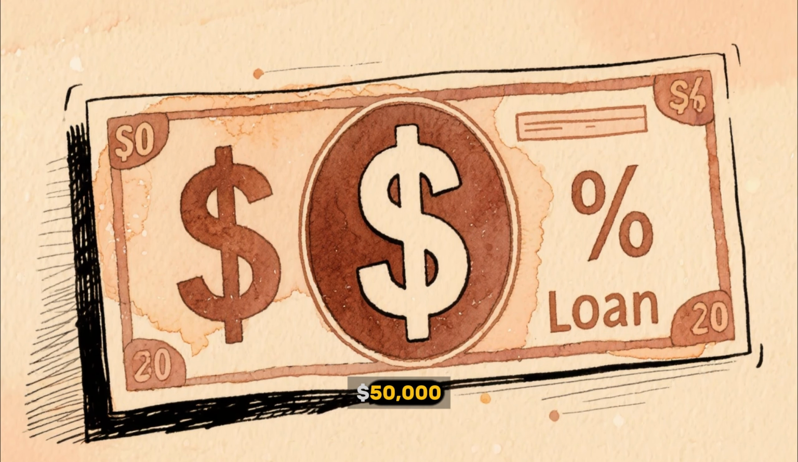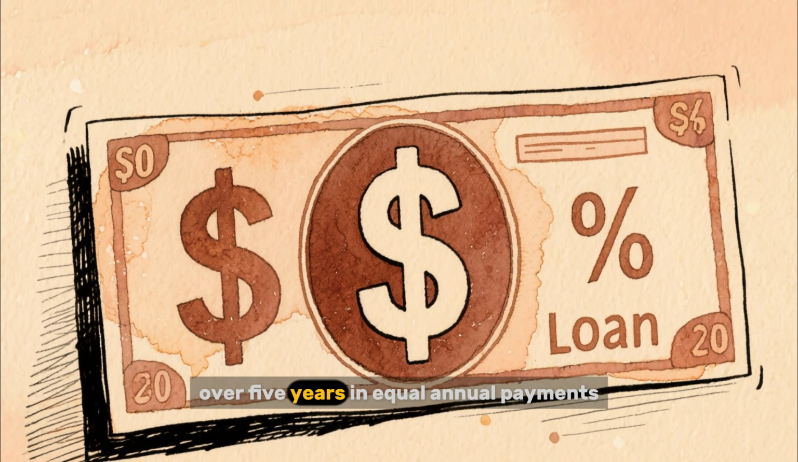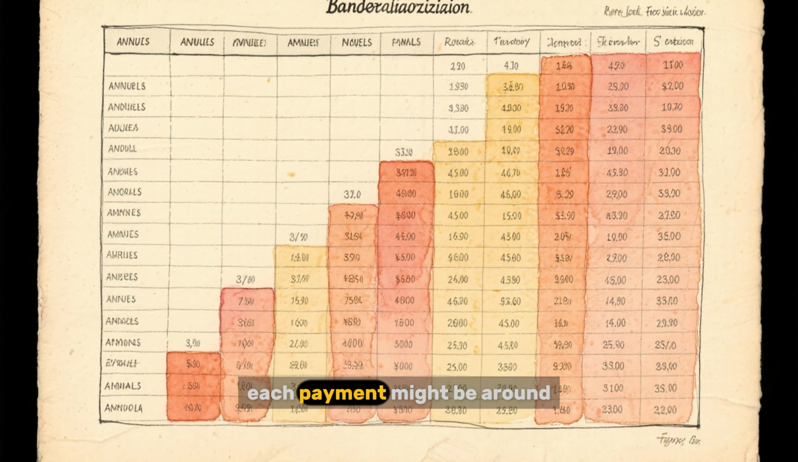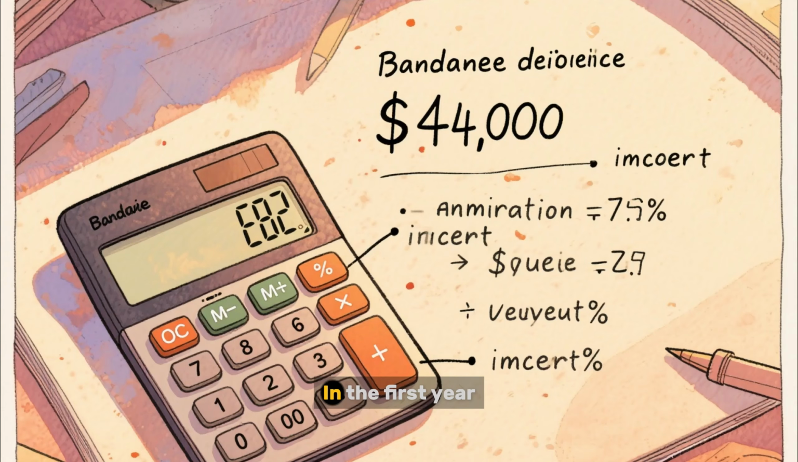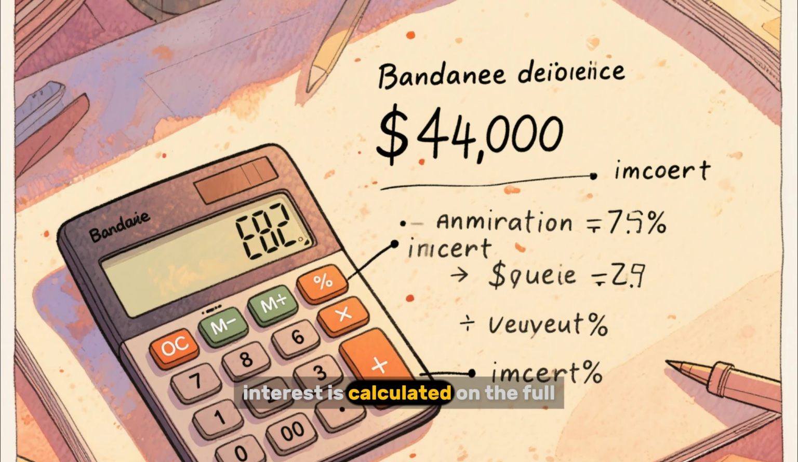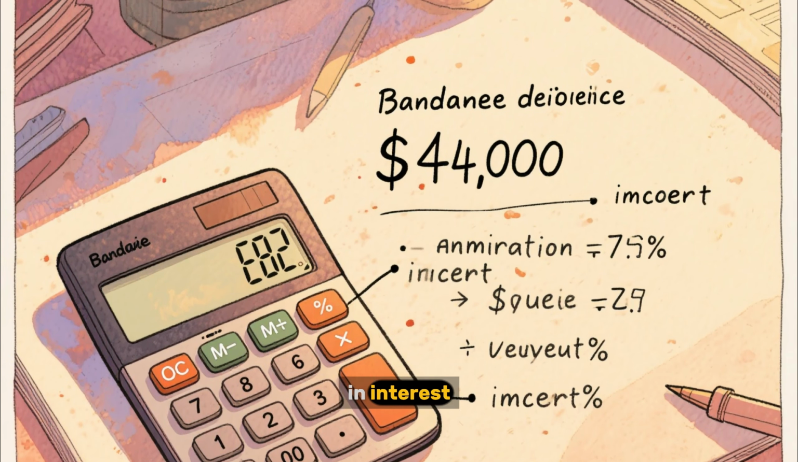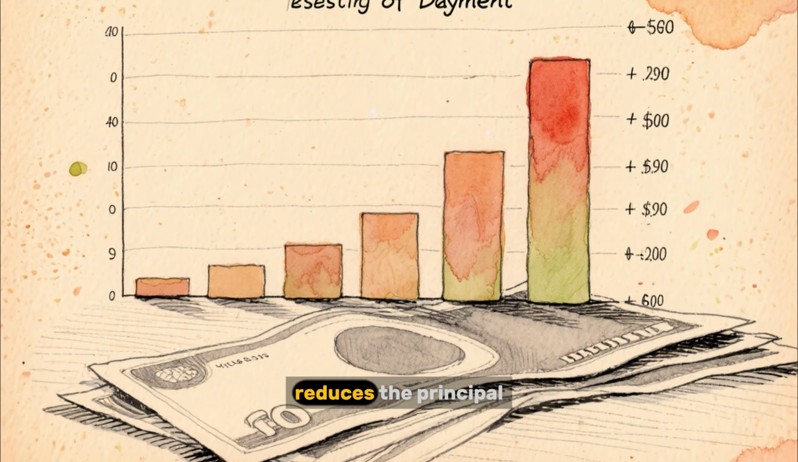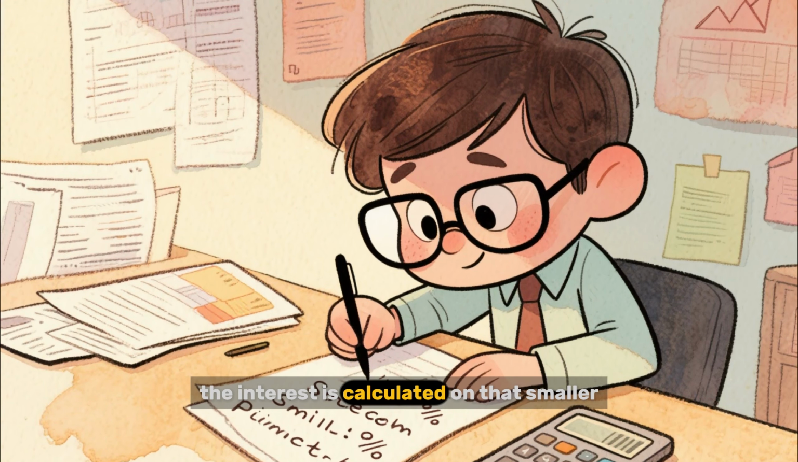Imagine a company borrows $50,000 at an annual interest rate of 8%, repayable over 5 years in equal annual payments. Using an amortization schedule, each payment might be around $12,520 per year. In the first year, interest is calculated on the full $50,000, so that's $4,000 in interest. The rest of the payment, about $8,520, reduces the principal.